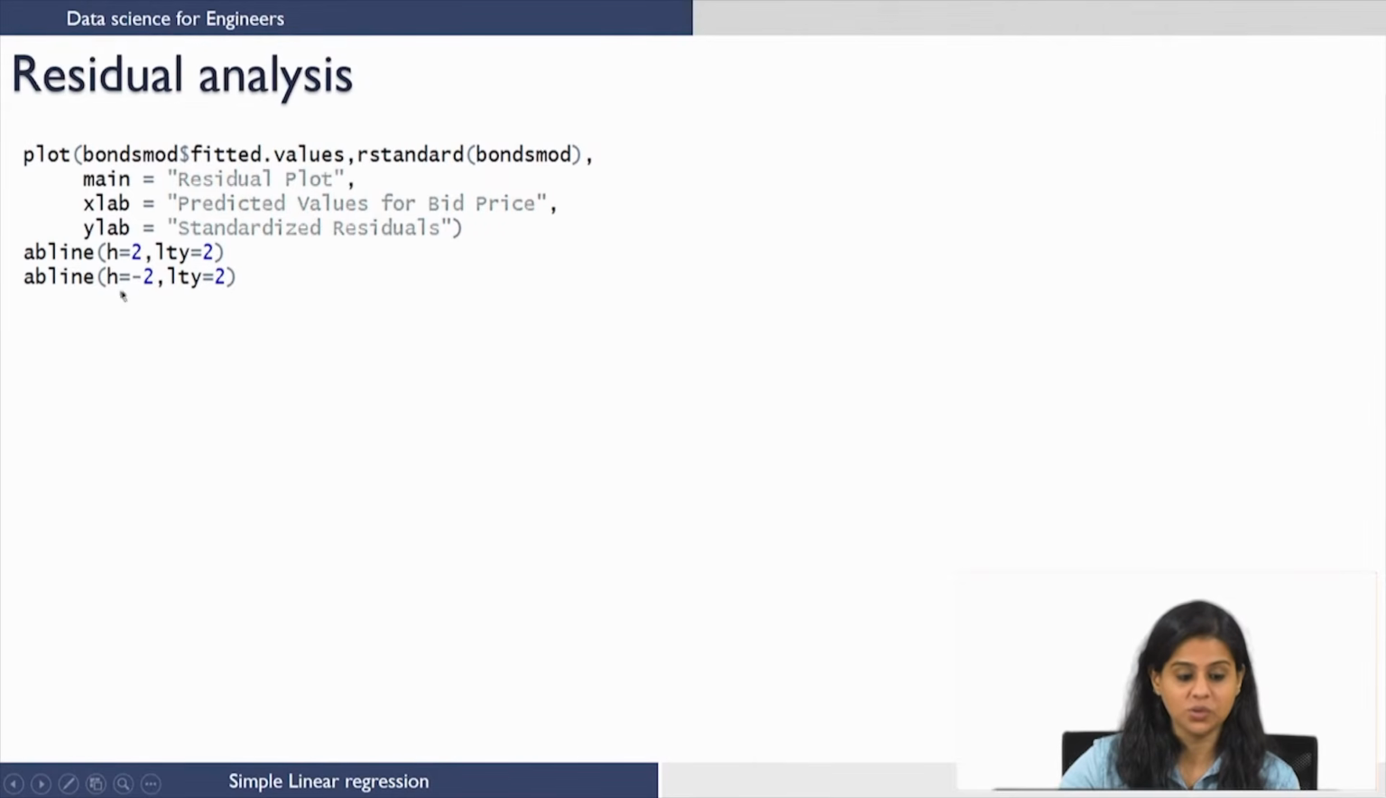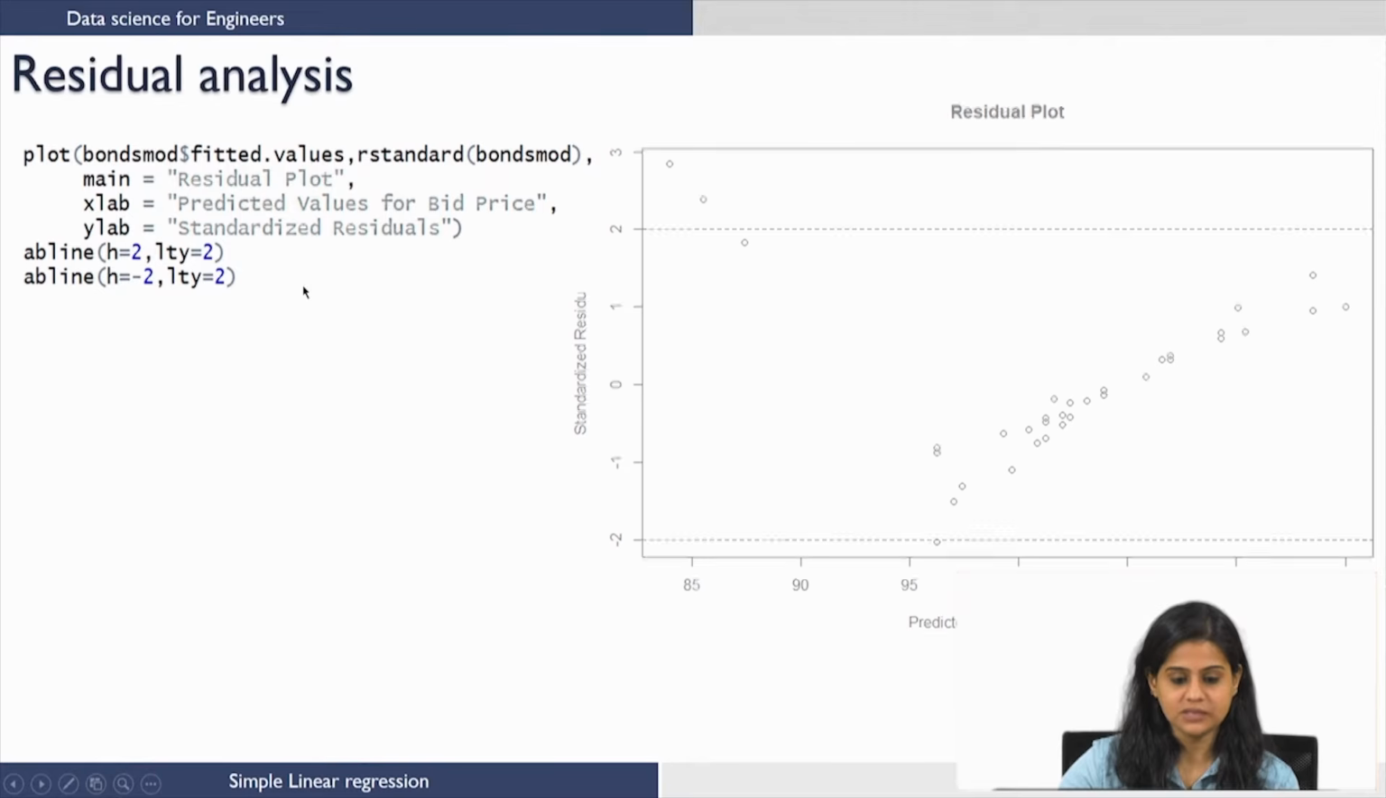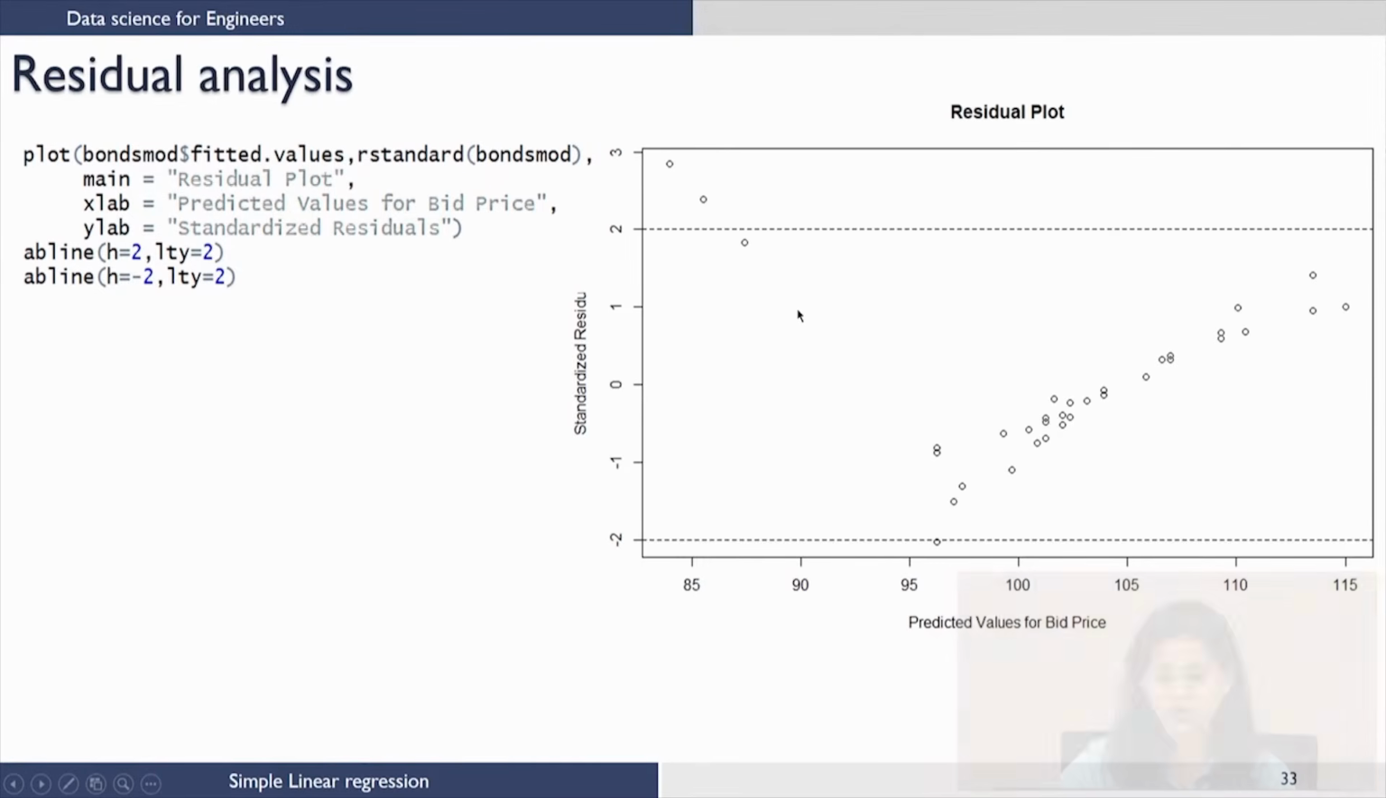Similarly, I also need a lower confidence limit. So, I am setting that equal to -2, and for the same limit I am setting the line type equal to 2. Now, let us see how the plot looks. On the right hand side I have the plot. We can see that there are two lines drawn at plus and minus 2 that define the confidence level. On the y axis I have standardized residuals, and on the x axis I have predicted values for bid price. From the plot we can see that there are two outliers which are really farther.